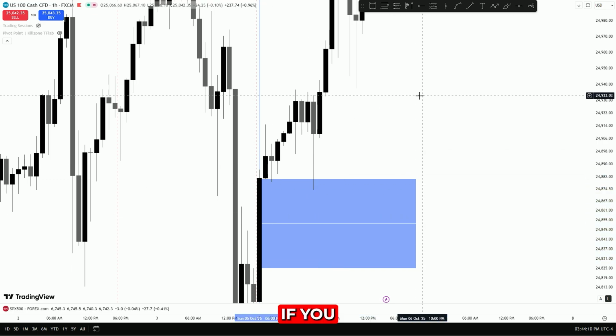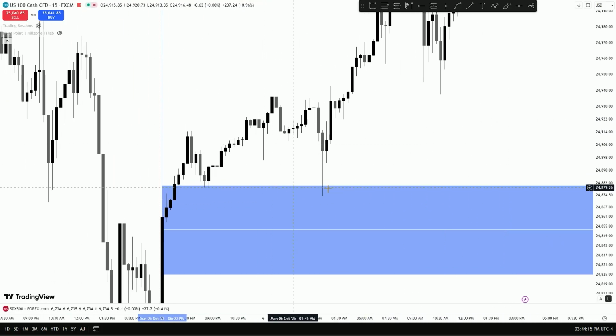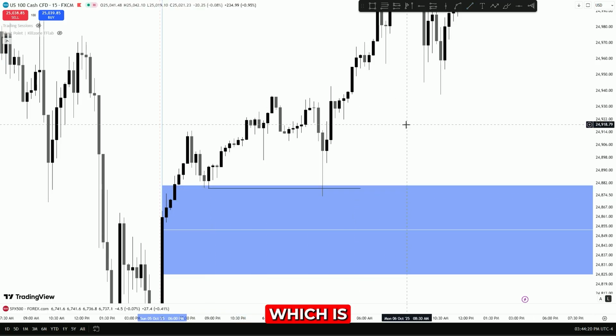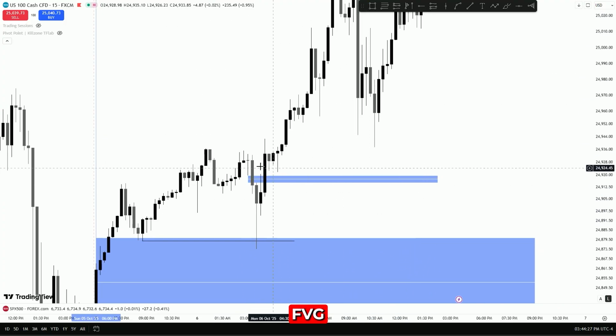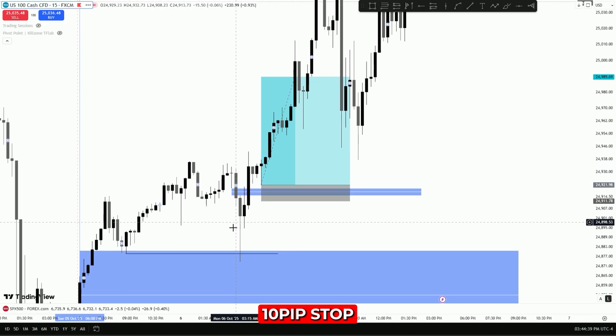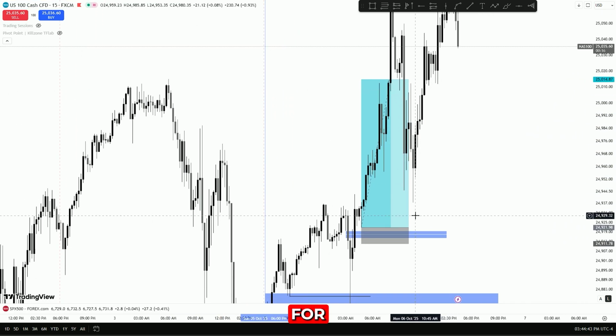Okay, now if you move towards some smaller time frame, let's go with 15 minutes. Here's the thing: you got the clear source of liquidity, which is taken out by the market. You got the inversion over here, and you got an FVG over here. You're going to enter over here, with a 10 pip stop always, no more than that, no less than that, targeting the nearest buy side liquidity, 92 pips, and that is done for the day.